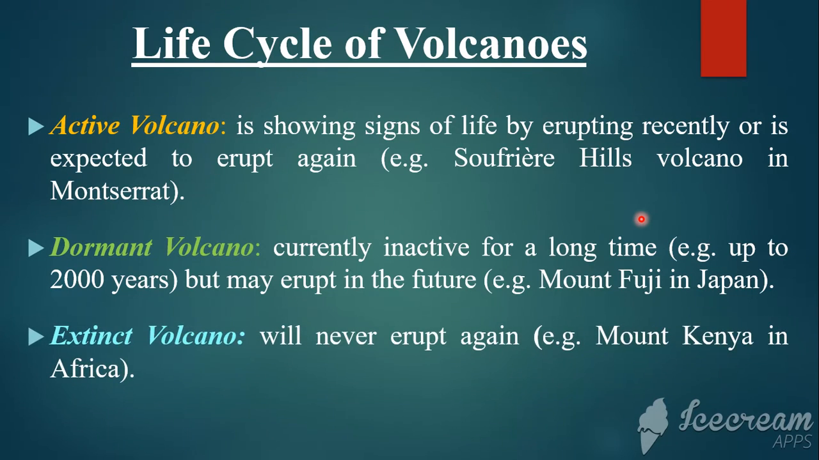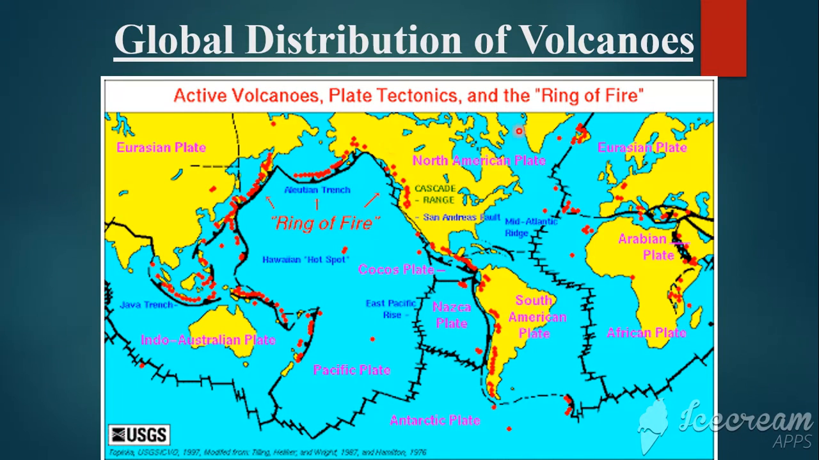And then we have another one, extinct. So this means that the volcano will never erupt again. Right? So these are all the cycles of a volcano. Right? So here we have a map showing the global distribution of volcanoes of Earth, I should say.